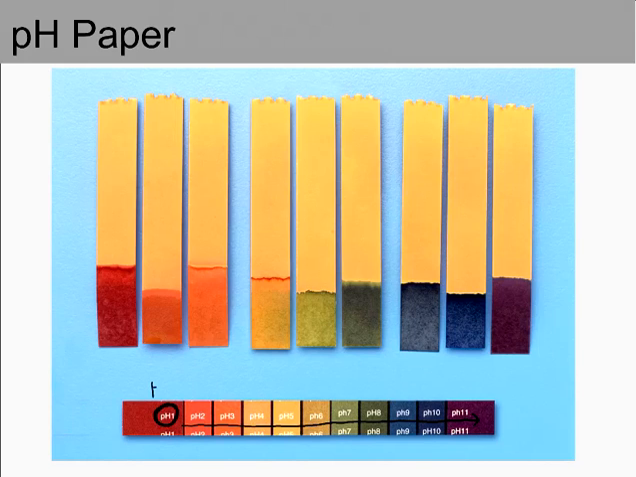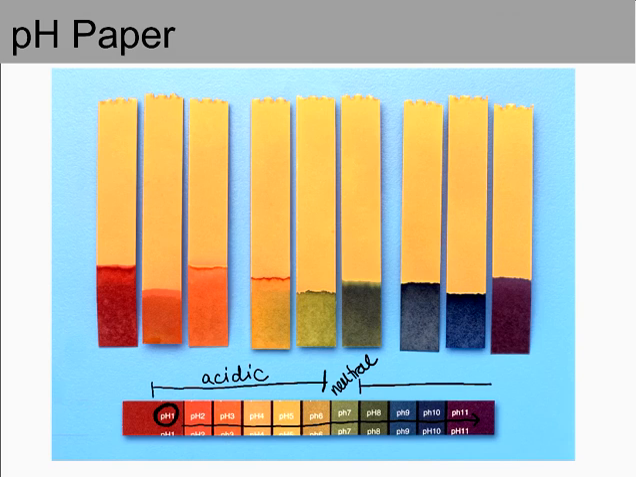So under acidic solutions or acidic conditions, we have a range of red to orange to yellow. And then at a neutral pH, this paper is green, kind of a light green. And then under basic conditions or in basic solutions, pH paper is either dark green, dark blue, or dark purple.